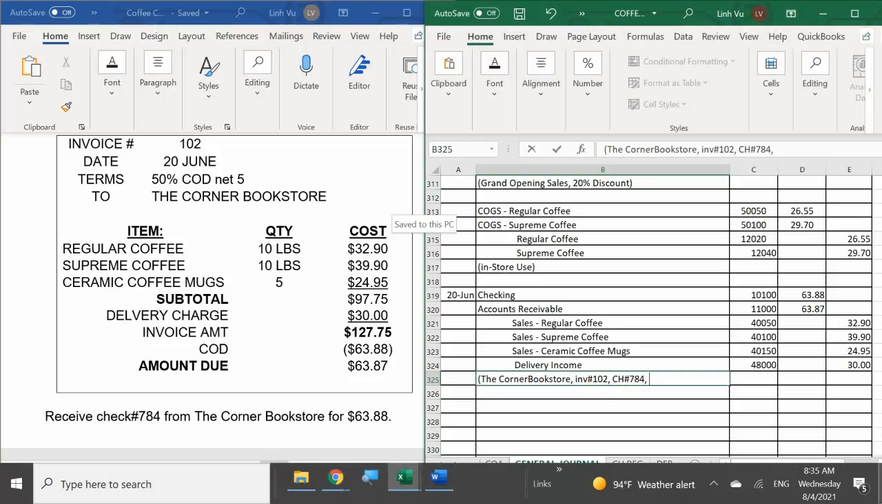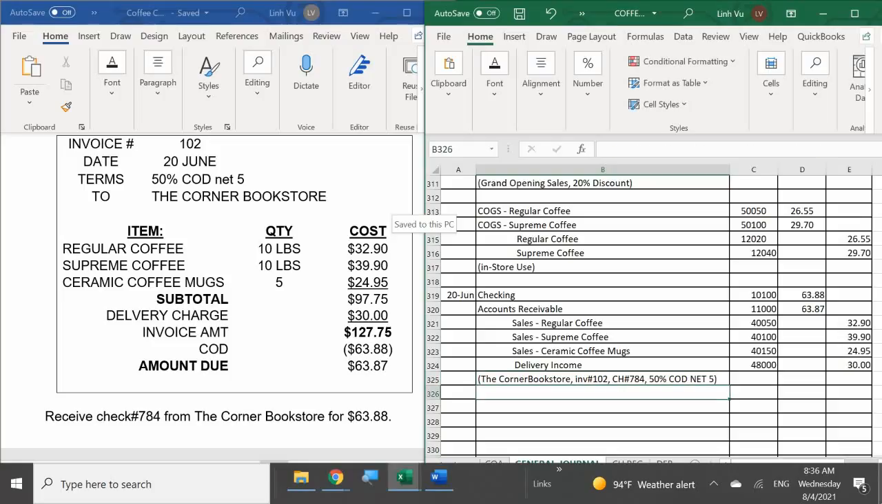And they got 50% off for cash on delivery, the discount for the 50%. That is not a discount. What does COD stand for? Cash on delivery. Oh, and they pay 50%. They had to pay 50%, correct. And they have a net 5. Good.